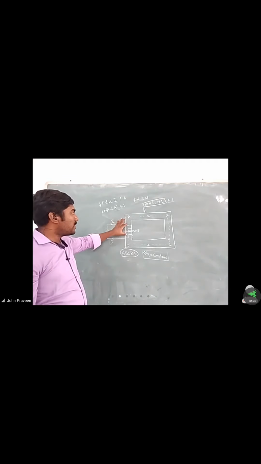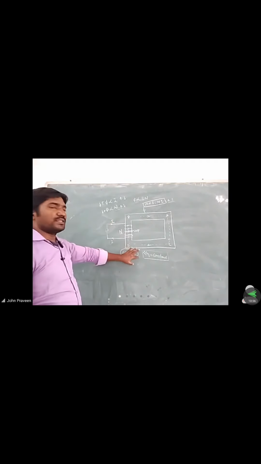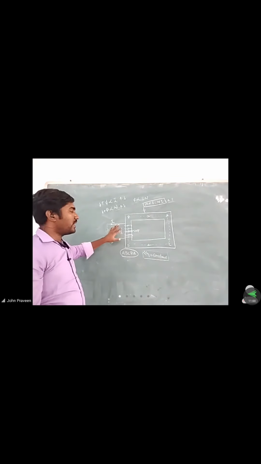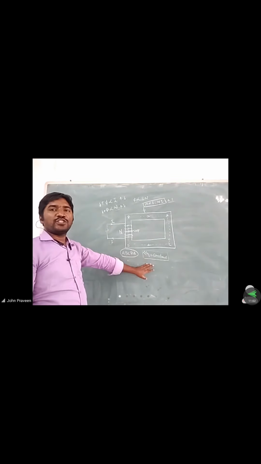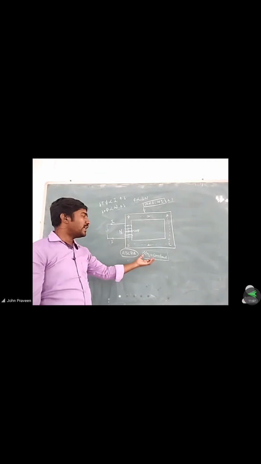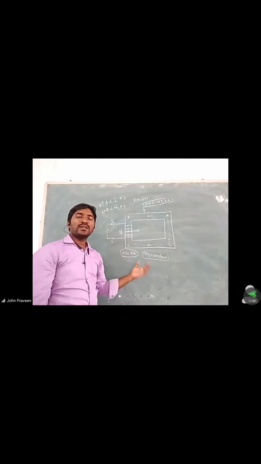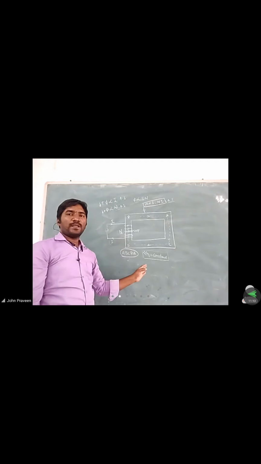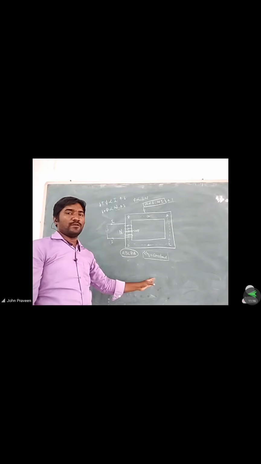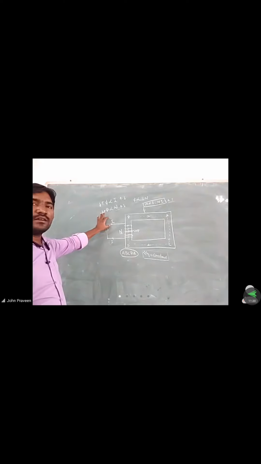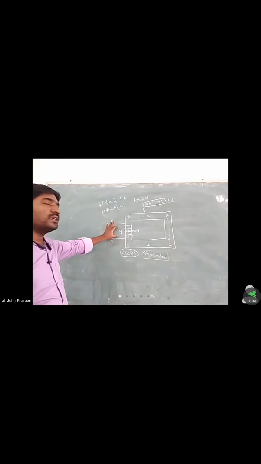The flux produced depends upon three quantities. One is the current flowing through the coil, second is the number of turns, and third is the relative permeability of that material. Here we assume the relative permeability is constant, so we do not consider the relative permeability mu r value. The rest of the things are two: one is the I value and the second is the N value.